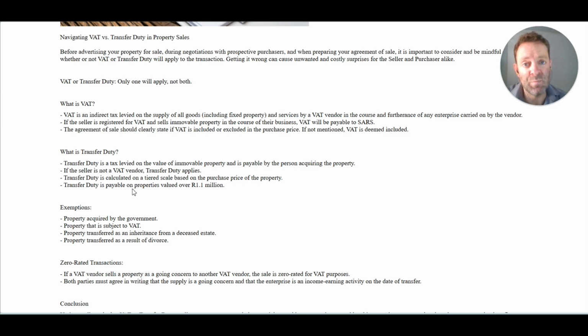So when you do purchase property, and it is transfer duty that will be payable and not VAT, most transfer attorneys will be able to give you that tiered scale and what the transfer duty will be.